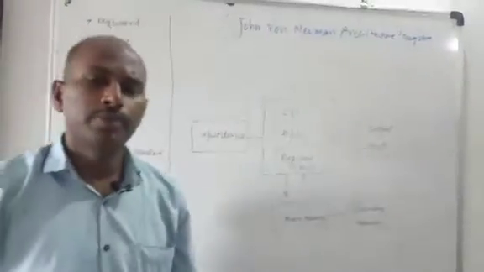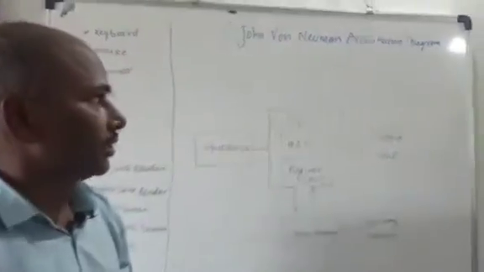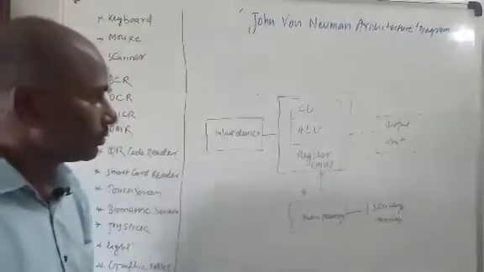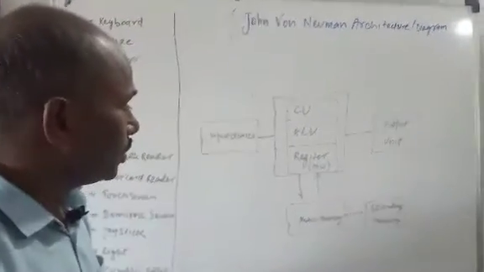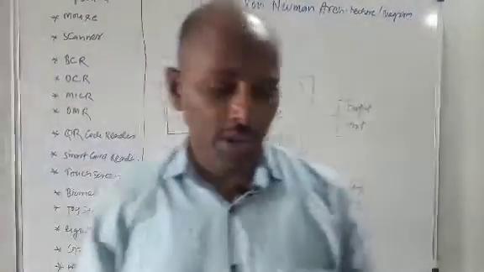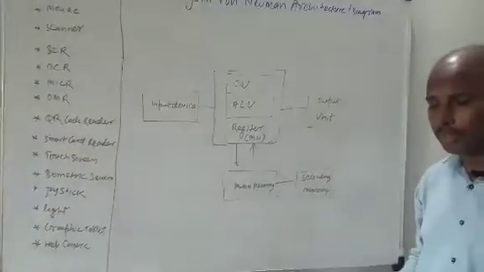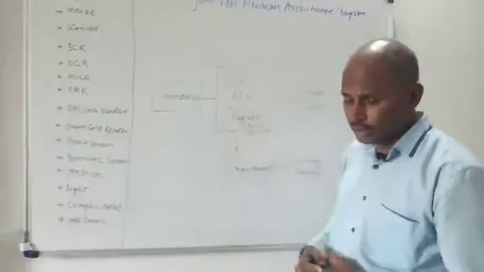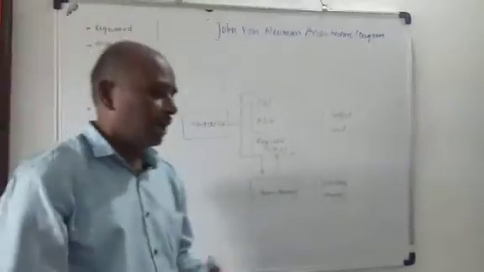Students, in the previous video I was discussing John von Neumann architecture, and in this video I am going to add some more points to this diagram. Students, you can see this diagram. Why is this diagram so popular to discuss in this class? Because our modern computer is based on this diagram. Without this diagram, it is not possible to run our modern computer.